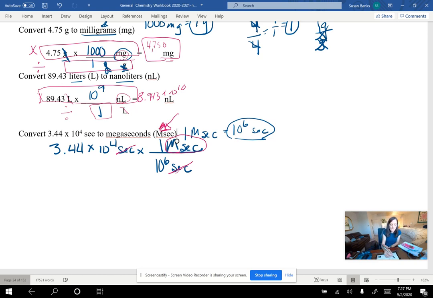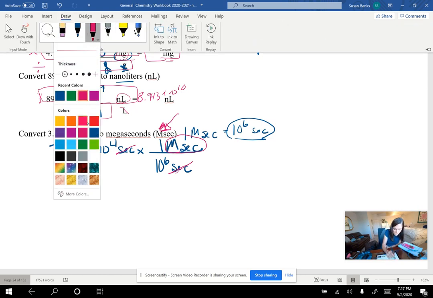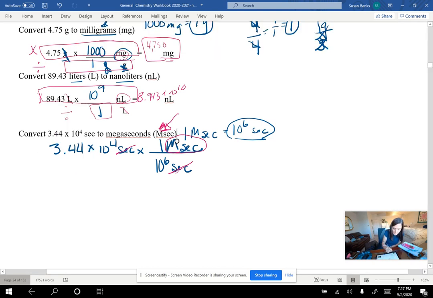So let's look at the math now. Let's change color here. If I look at the math, I am going to multiply this. So 3.44 times 10 to the fourth times 1 is just going to be 3.44 times 10 to the fourth. It doesn't change the number, right? Because that's the identity property of multiplication. But all of this, we actually have a number that we're going to divide by. We're going to divide by 1,000,000 or 10 to the sixth.